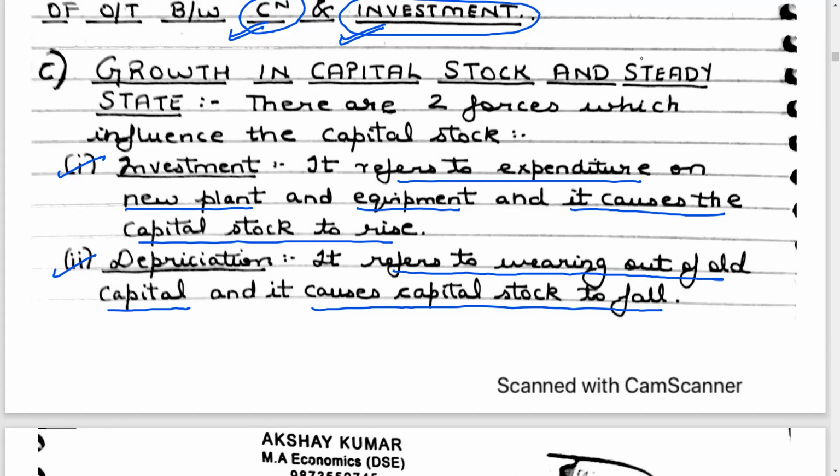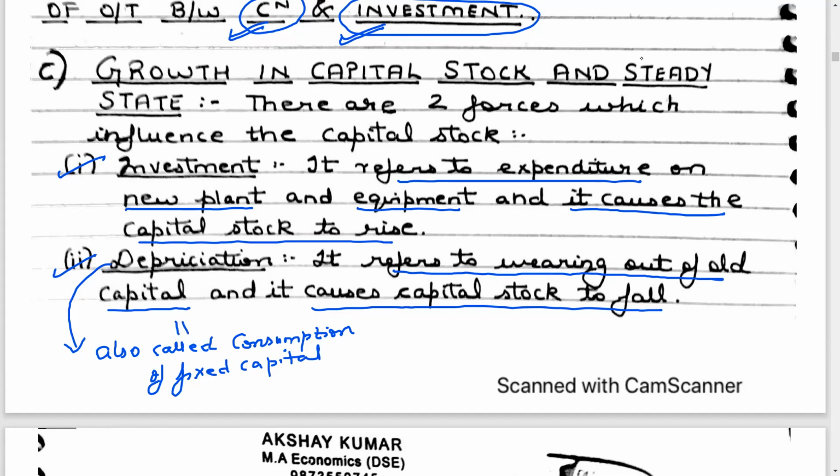So investment on one hand is causing the capital stock to rise. Depreciation, also called consumption of fixed capital, students should know this, causes the capital stock to fall, because every year capital is getting depreciated. The old capital is getting depreciated. It's losing its value.